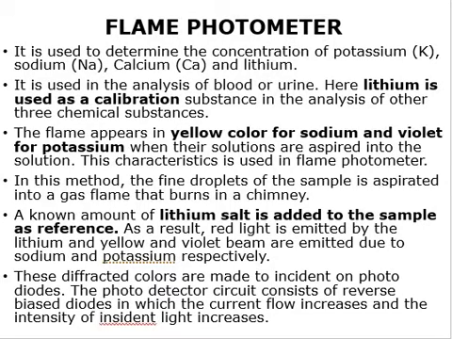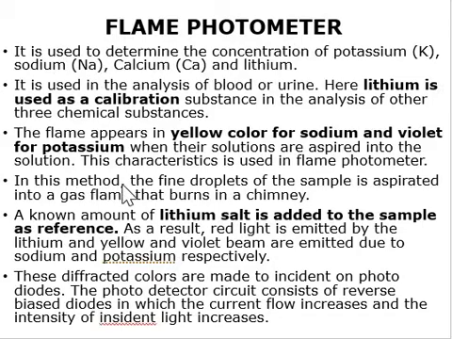blindly we can say that that is a sodium bulb. Sodium bulb will glow only in yellow color. So that is why sodium glows in yellow color and potassium in violet color. So this is the characteristic of sodium and potassium when they are allowed to burn.